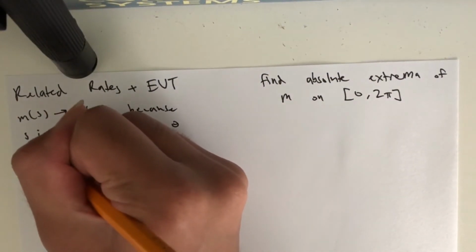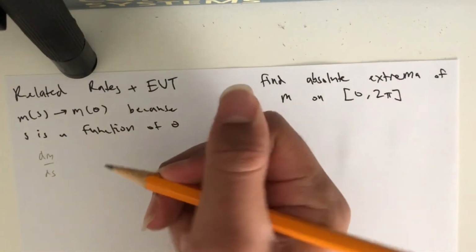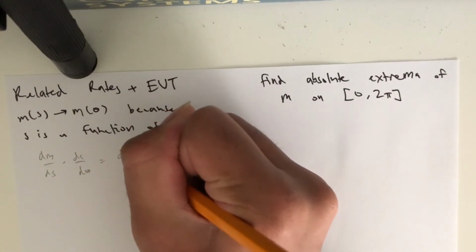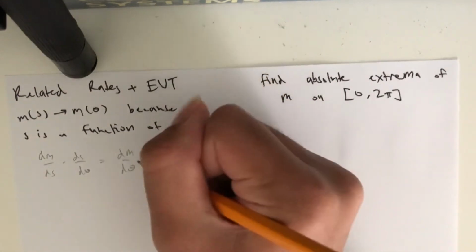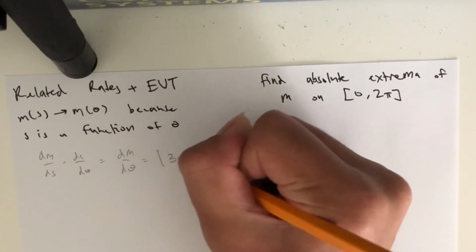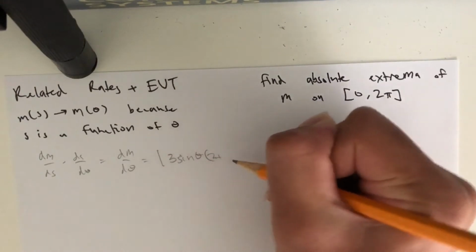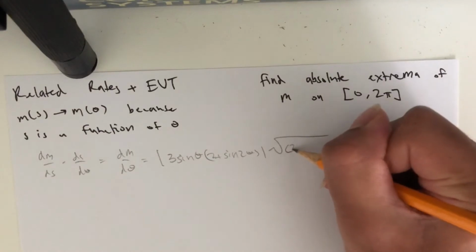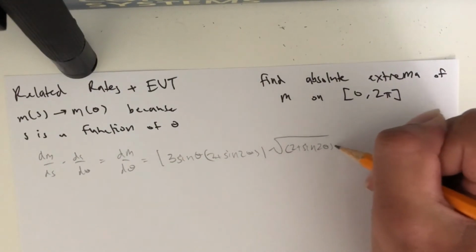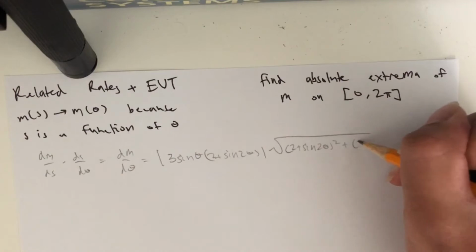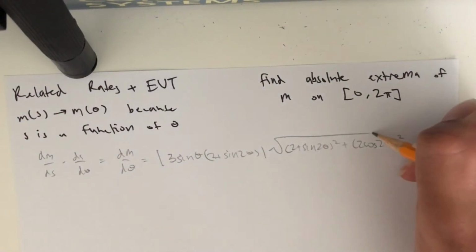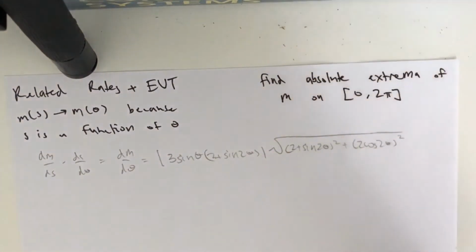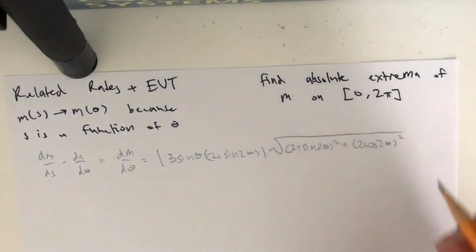So we can take the dm ds, that rate that we were given, times ds d theta, which is from the polar arc length formula, which gives us dm d theta. We already found this in the previous part, and this is 3 sine theta times 2 plus sine 2 theta times the square root of 2 plus sine 2 theta squared plus 2 cosine 2 theta squared. If we were to integrate this, we would move this d theta over to the other side, which is exactly what we did, but we just need the derivative here.